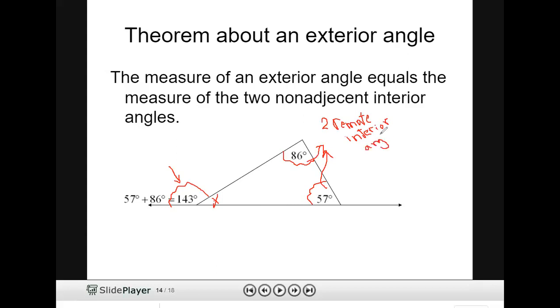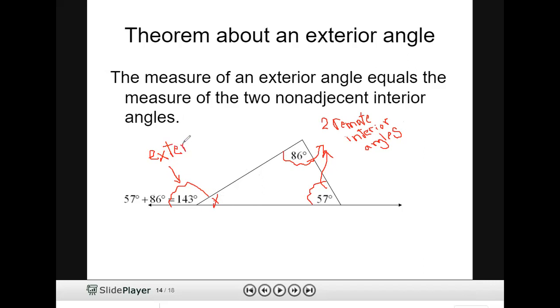So non-adjacent interior angles, or two remote interior angles. Okay, so this is a triangle. Inside the triangle, I have three angles. If we are going to extend a line outside, we have an angle. This angle is called what? This angle is called the exterior angle.